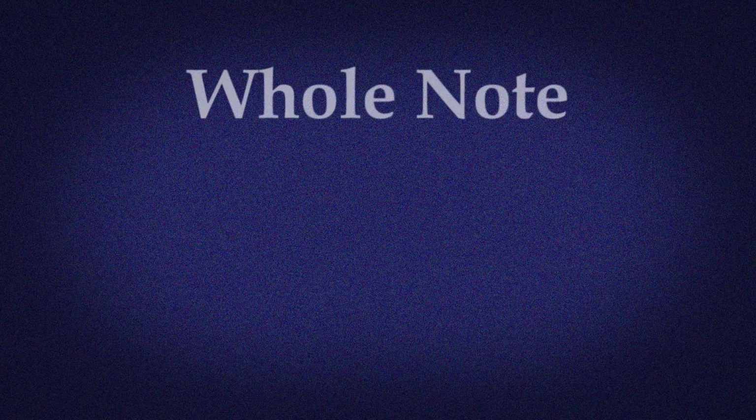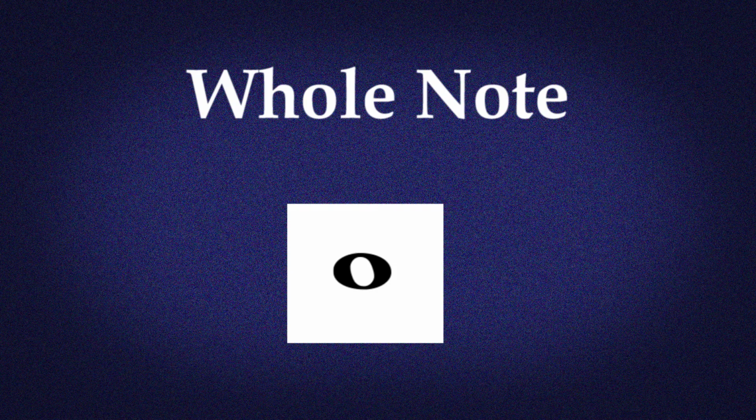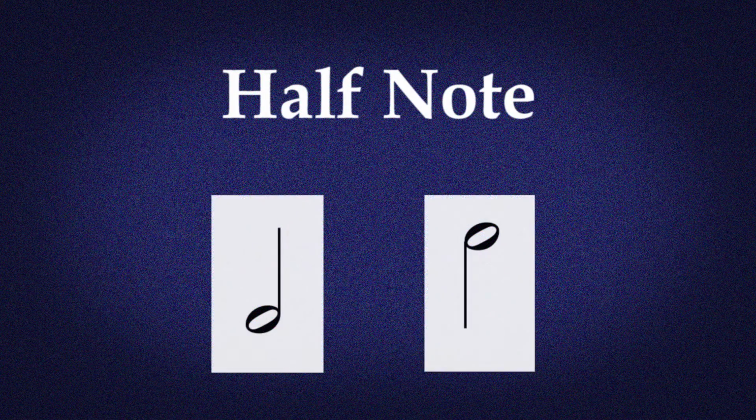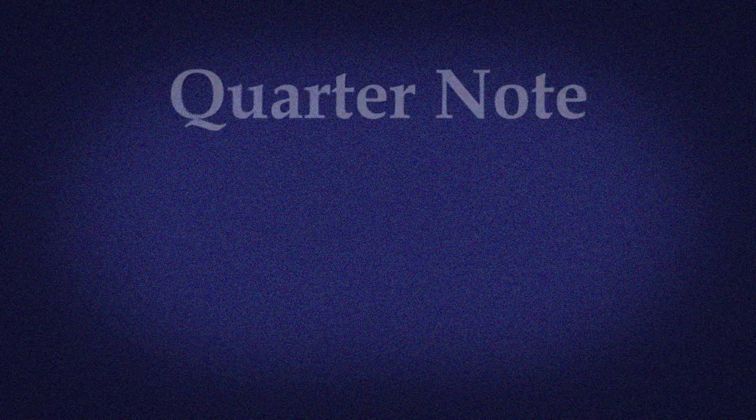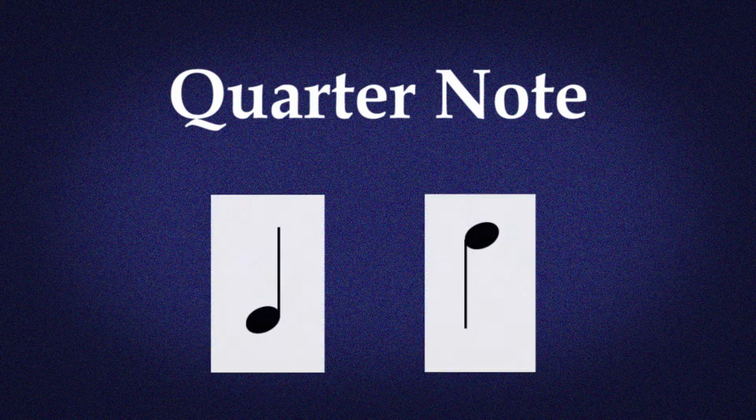A whole note is only a hollow note head. It should last for 4 beats. The reason it's called a whole note is because it gets the whole measure. A half note is a hollow note head with a stem. It receives 2 beats. If a whole note is worth 4, then a half would be worth 2. Next is a quarter note. It has a colored-in head with a stem and is worth 1 beat.